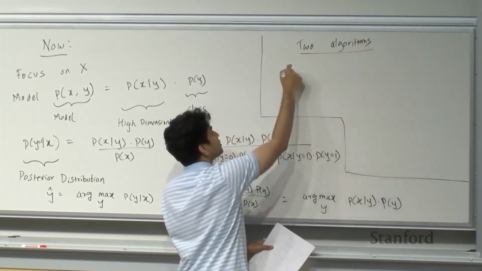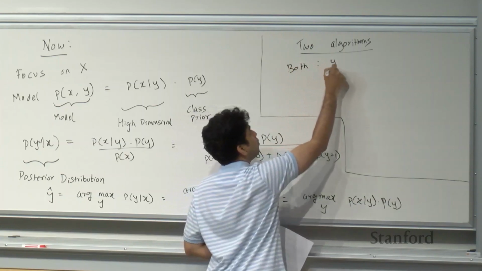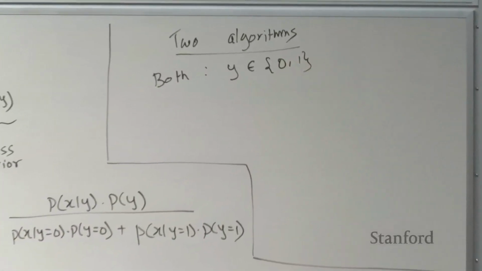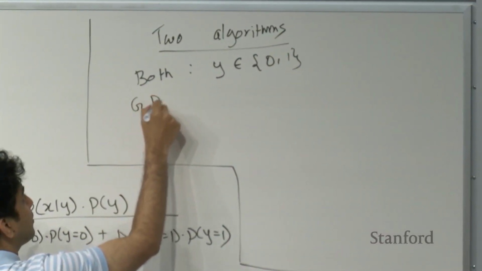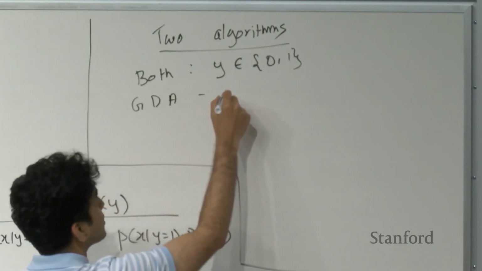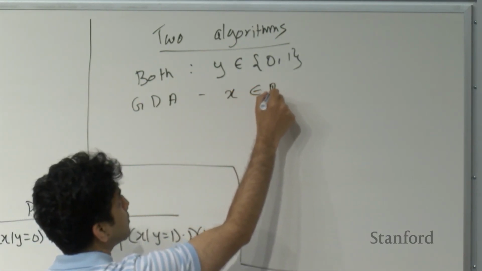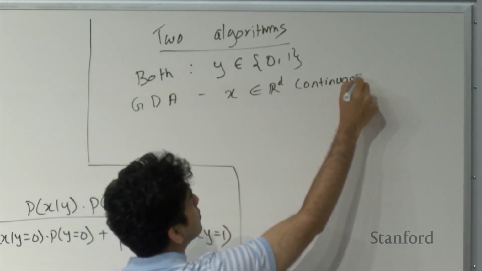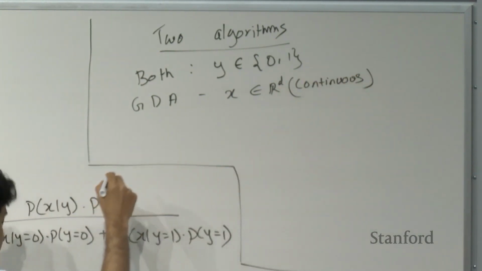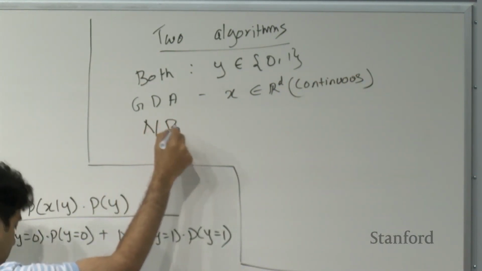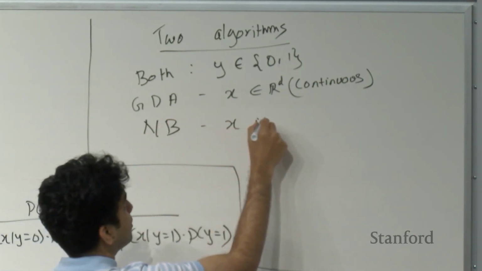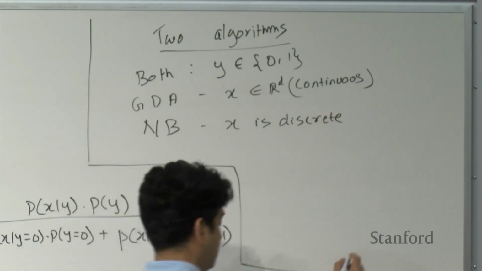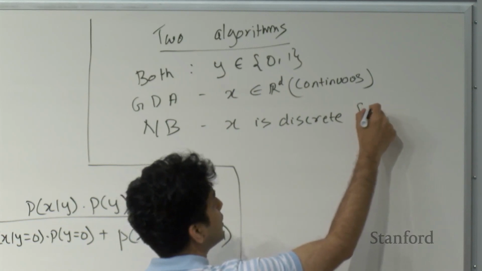And for both the algorithms, y will be discrete. Right? So the first algorithm is GDA, Gaussian discriminant analysis. In this, x is continuous. And the other algorithm you're going to consider is naive Bayes. In this, x is discrete. Okay? And the example that we're going to use is text classification.